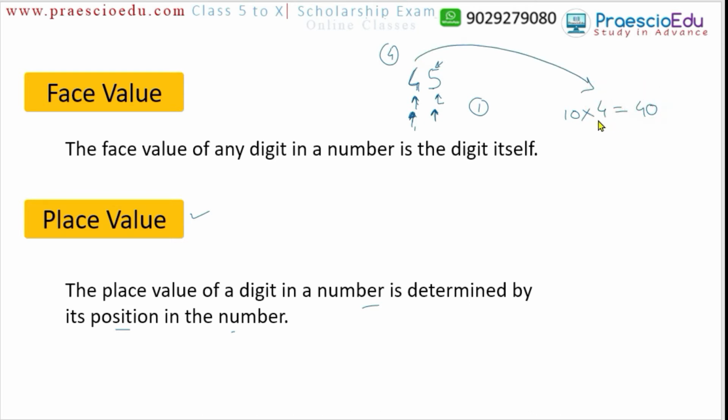40. Like this, suppose there is 150, this is the number. Now what is the place value of the 1? Here the face value is 1 and the place value is at the position of 100. This is the hundreds position, so 100 multiplied by the face value. What is the face value? 1. So the place value will be 100 here. We will understand this elaborately.